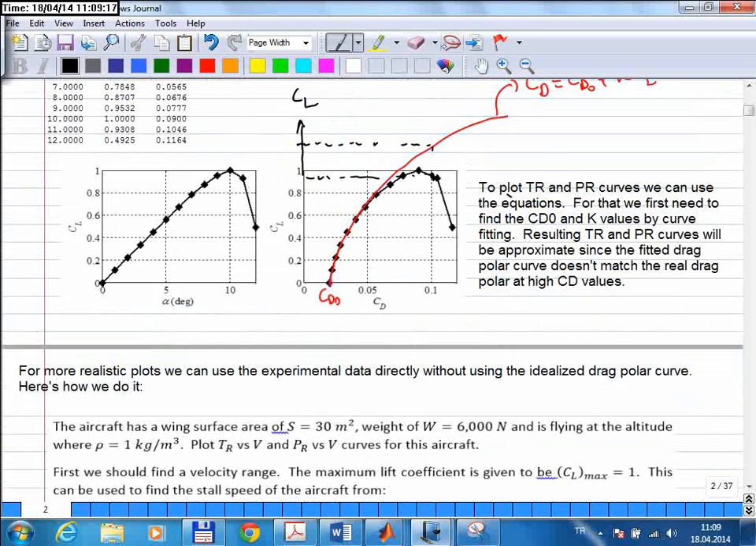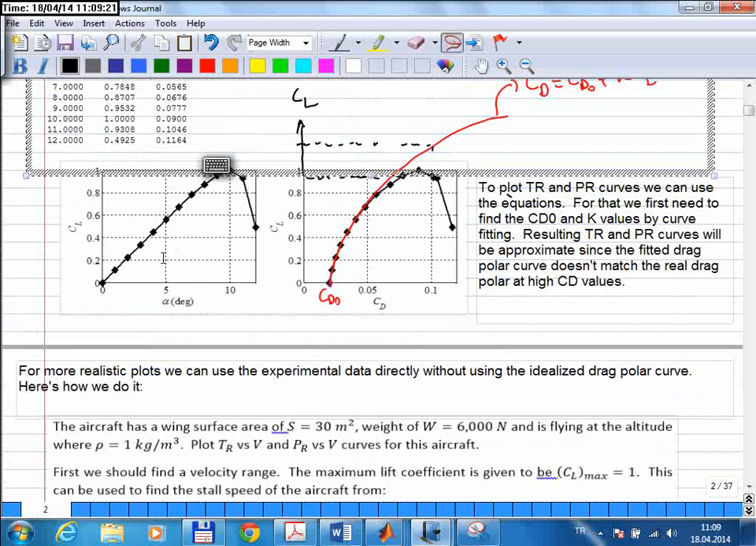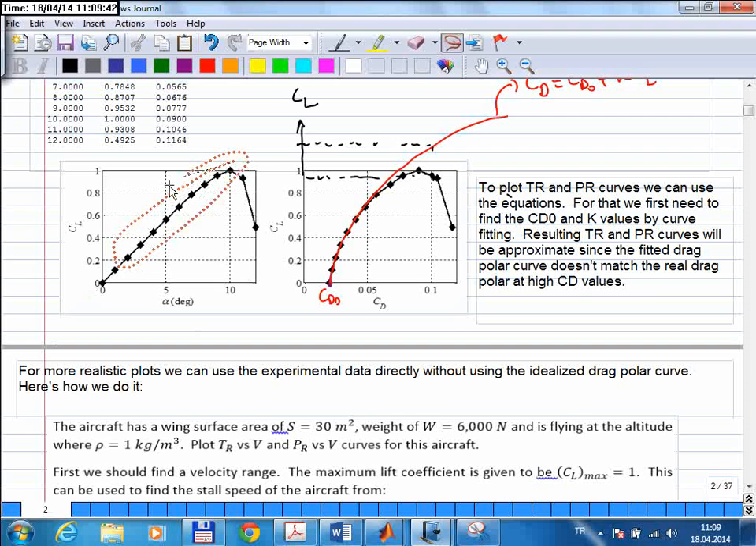Okay, so we know that the lift coefficient changes in this range. It can take a maximum value of 1, and the minimum value it can take is 0. Well, it can go even negative, but it doesn't really make sense for steady level flight. For steady level flight, the lift coefficient should always be a positive number. So we will be making the curves in this range.